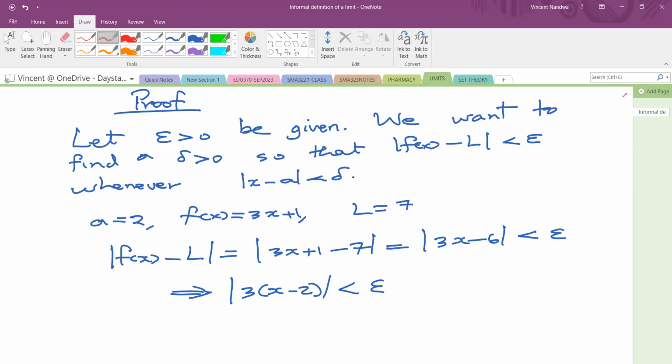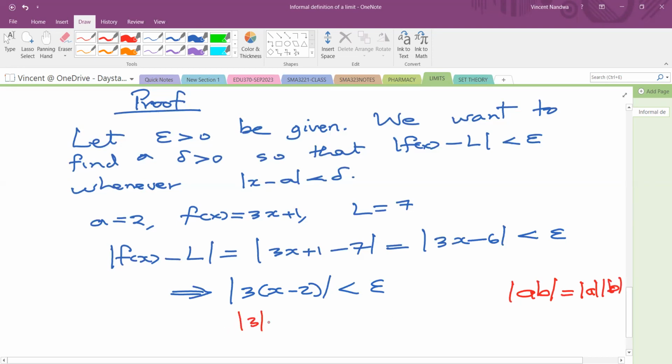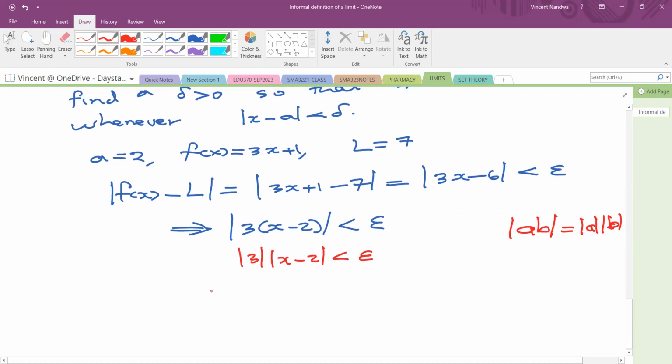And we know that the absolute value of a product of two real numbers is the same as the product of their absolute values. So this is the same as the absolute value of 3 times the absolute value of x minus 2 is less than epsilon. Which implies that, since the absolute value of 3 is just 3, 3 times the absolute value of x minus 2 is less than epsilon.